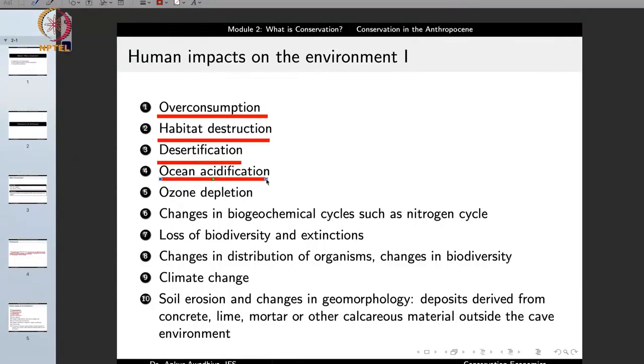Also, we have ocean acidification. Ocean acidification means that we are converting the pH of oceans towards acidity, which means we are reducing the pH of the ocean bottoms. Now, how are we doing that? A major factor is the release of carbon dioxide.